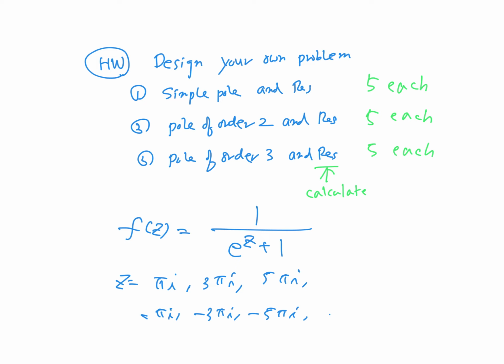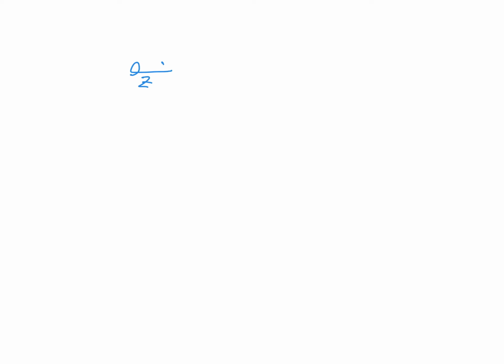So let's try to classify this. Take z going to pi i of (z minus pi i) times 1 over (exponential z plus 1). You can apply L'Hopital's rule. So it turns out that exponential of pi i, right? It's minus 1. That's your residue.